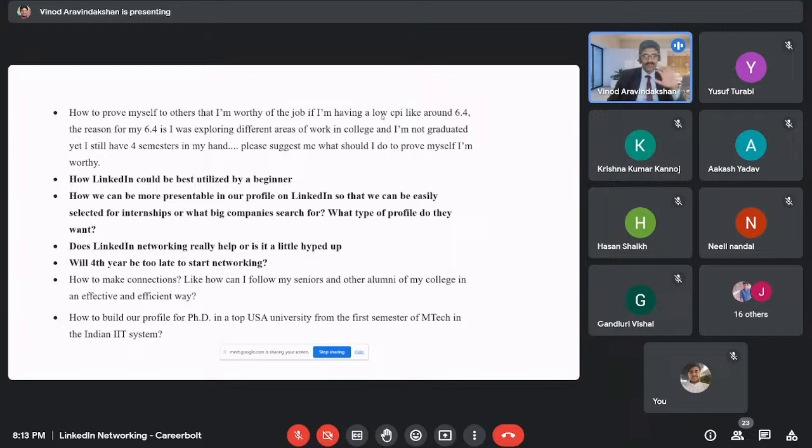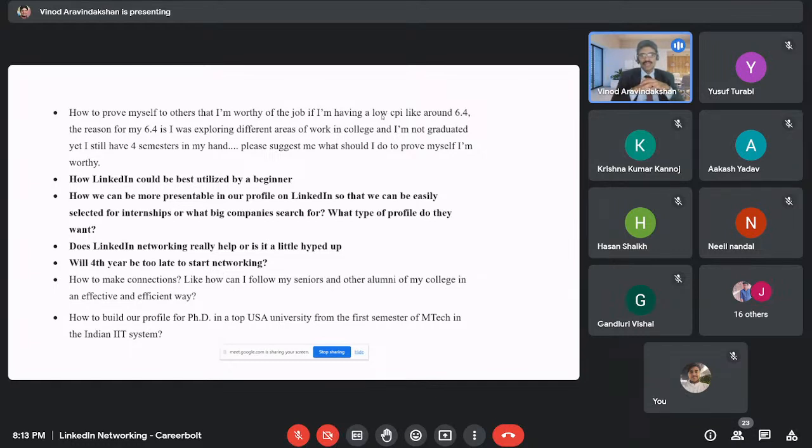Does LinkedIn networking help? I think we said that it does help students, especially when you search for jobs and internships. By the way, I heard that compared to every other website out there, like monster.com, naukri.com, the number one site used by recruiters is LinkedIn. So LinkedIn is very important from a recruiter's perspective. So if you want jobs and internships, it's good for you to create a good profile.